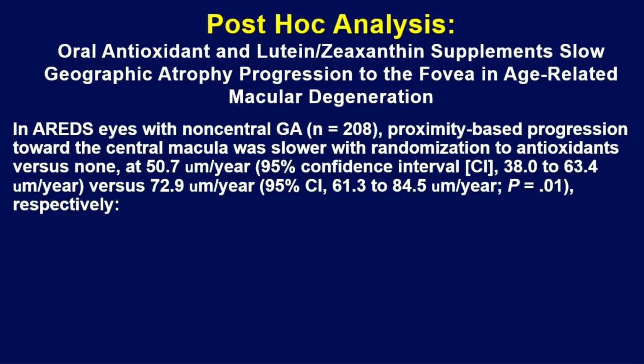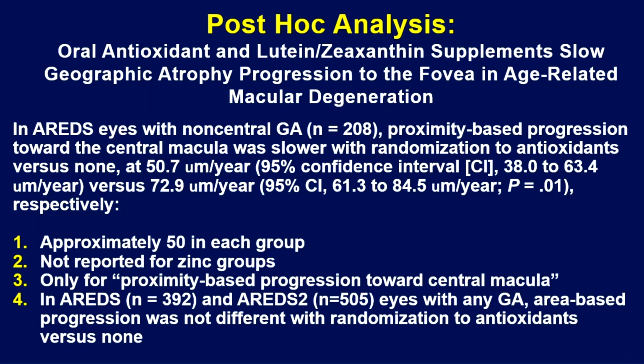They looked at just 208 eyes among the several thousand that were in AREDS2. And they showed only one outcome, what they called proximity-based progression towards the center of the macula. That means there was no GA in the center, and only looking at that progression towards the center was there a reduction of 50 microns per year, giving these dietary supplements. But there were only about 50 people in each group of the thousands that were analyzed.